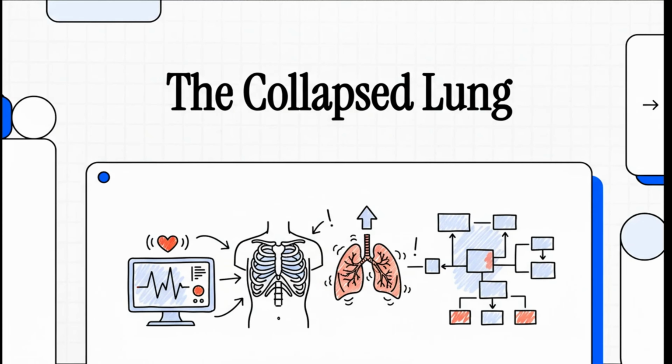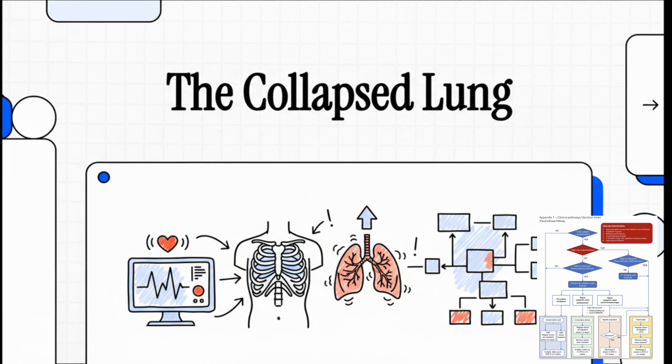Okay, picture this. You're in an emergency room. It's chaotic, right? Alarms are going off, people are moving fast, and someone is really struggling to breathe. In moments like that, doctors can't afford to guess. They need a roadmap, a clear, step-by-step guide to get them from chaos to a solution. And today, we're going to break down one of those exact maps.